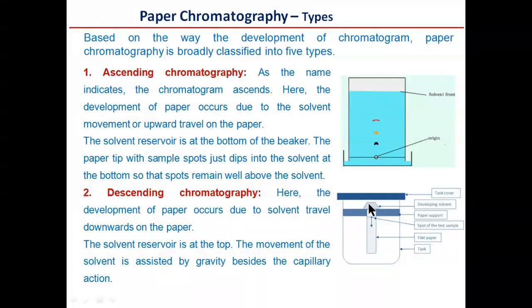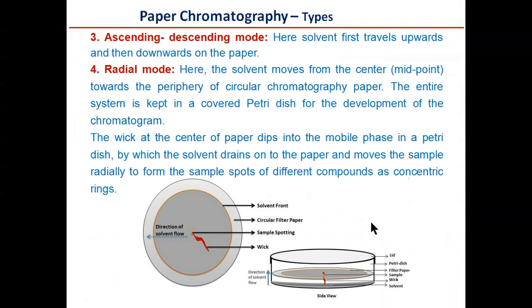The movement of the solvent is assisted by gravity besides capillary action here. So besides capillary action, gravity assists in developing the chromatogram, and the component mixture is being separated. So we have ascending and descending mode. Here the solvent first travels upwards and then downwards on the paper. So that is the ascending and descending mode of paper chromatography.